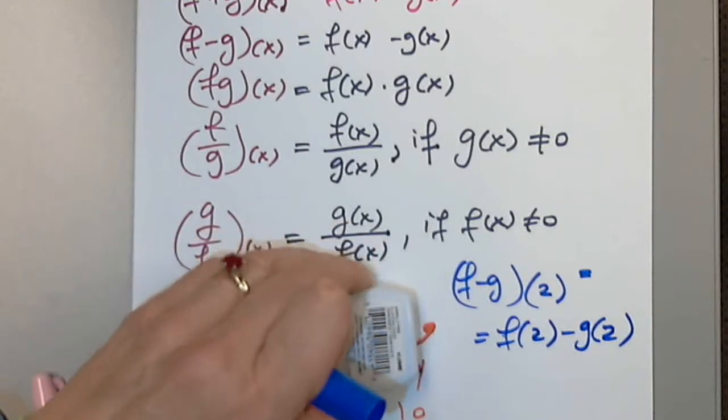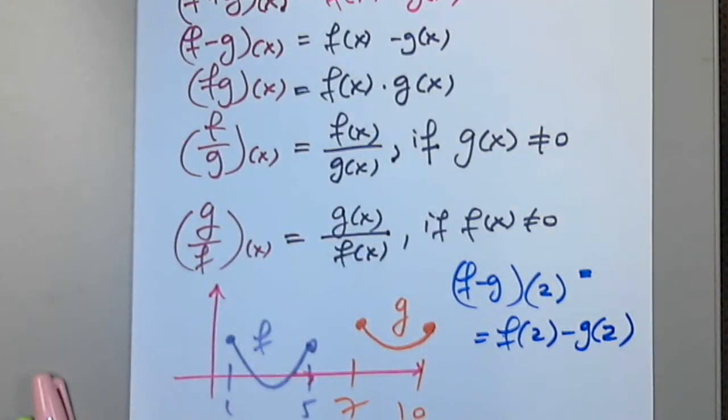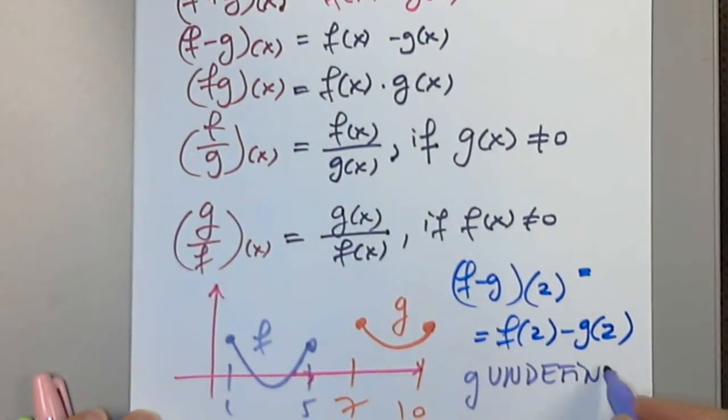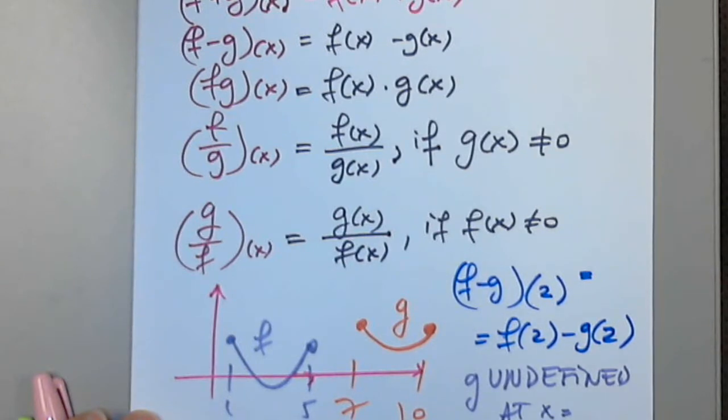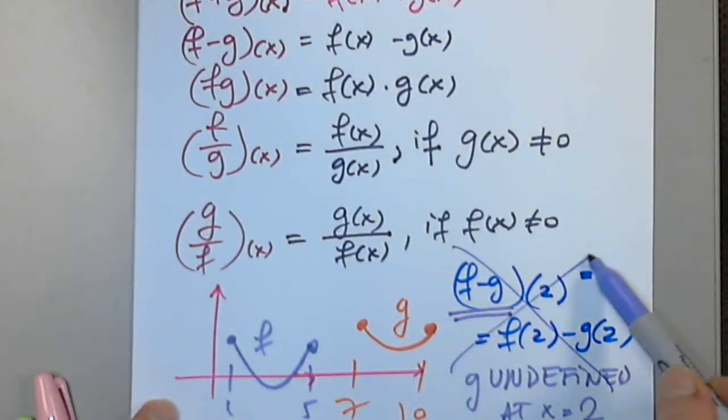Now let's look at the graphs and draw a conclusion, or more than one. Is there any problem? Do we encounter any situation here? g not equal to 0. Right. So g is undefined at x equals 2. So then what do I conclude about the difference of these two functions at 2? Can it be created? No. It doesn't mean anything.